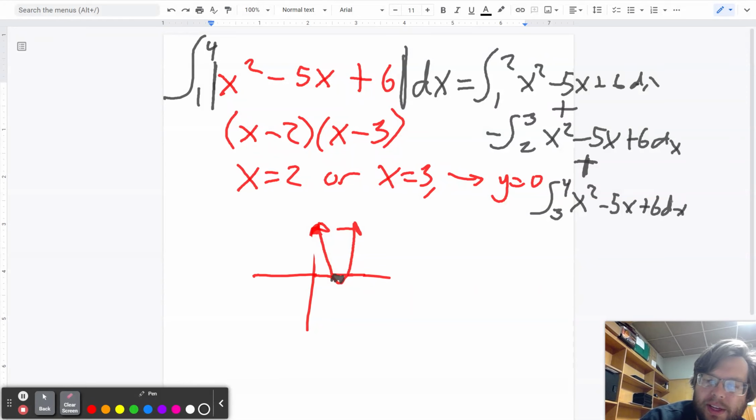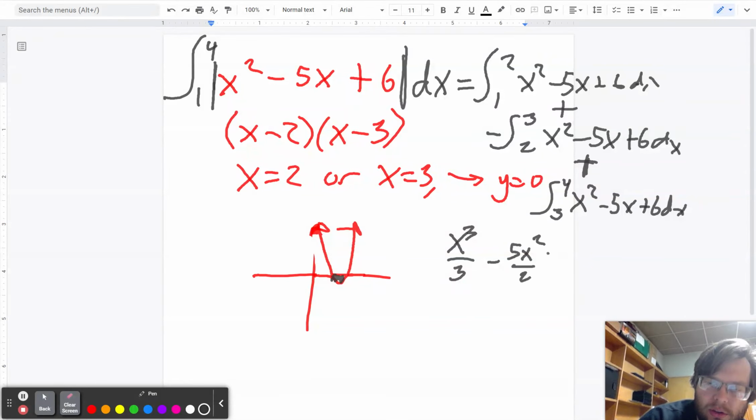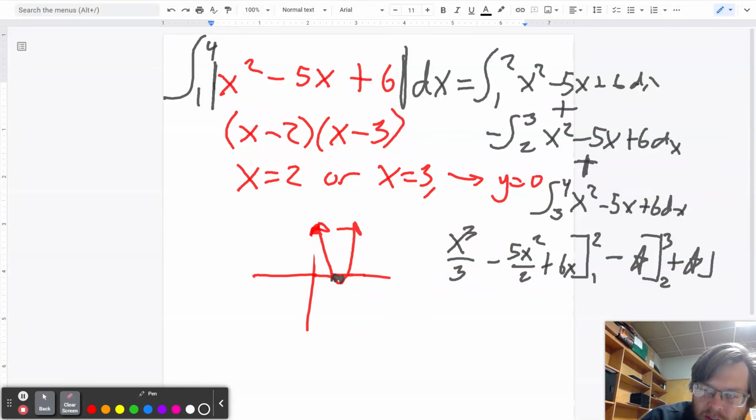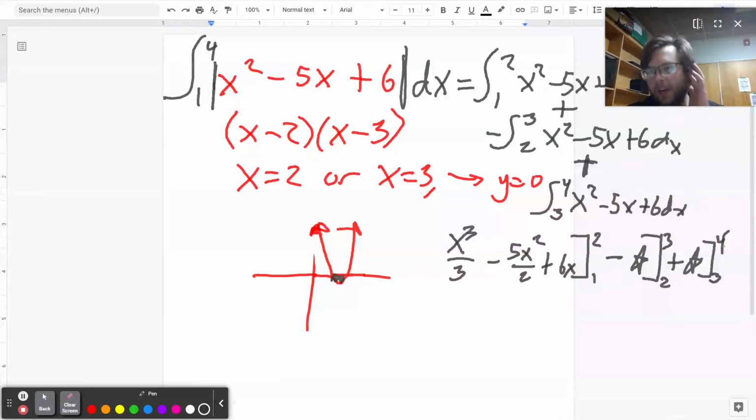So the antiderivative is the same in all three of these. So we have x cubed over 3 minus 5x squared over 2 plus 6x, and we're going to evaluate that from 1 to 2. Then we're going to subtract that whole thing from 2 to 3, and then add that whole thing from 3 to 4. I'm just going to abbreviate. Some of these values are going to show up again and again, and so you can get clever and try to simplify it as you go along.